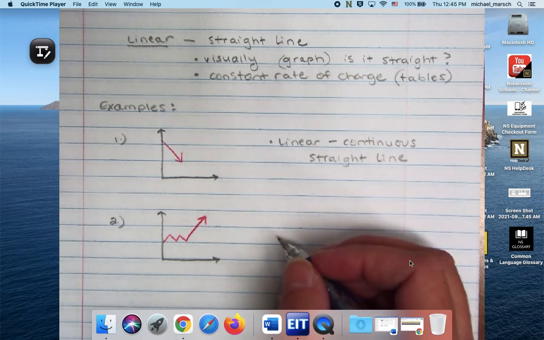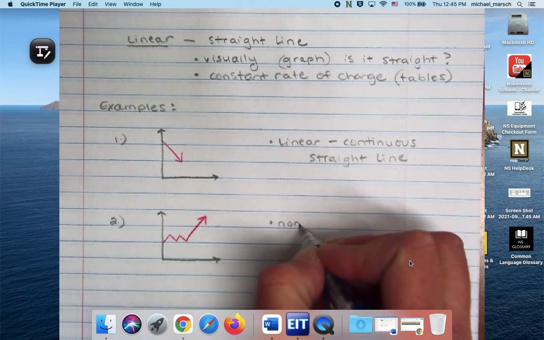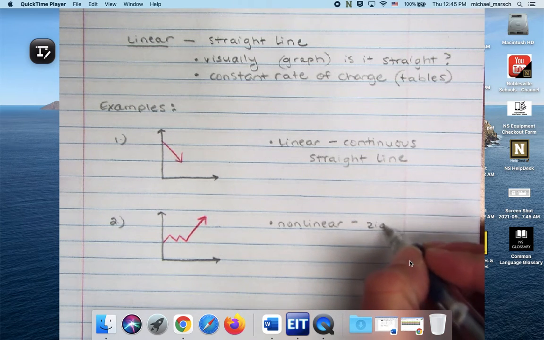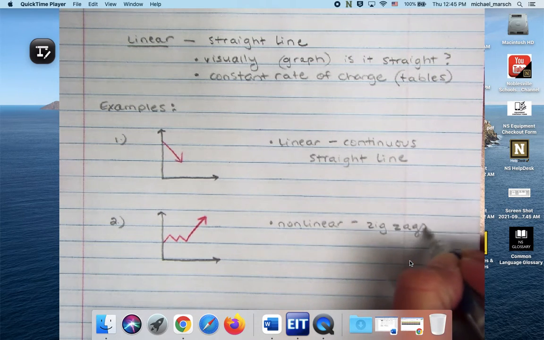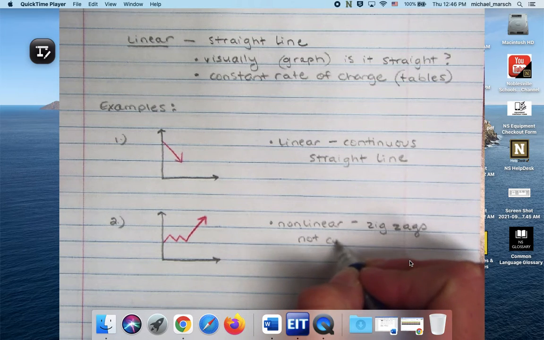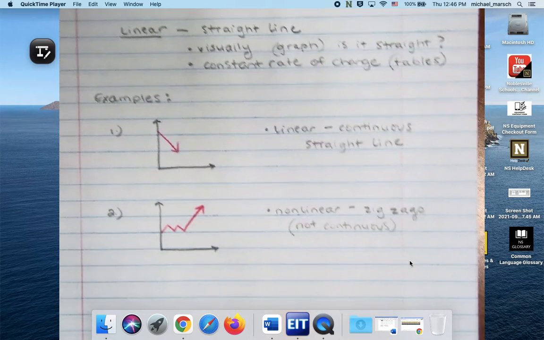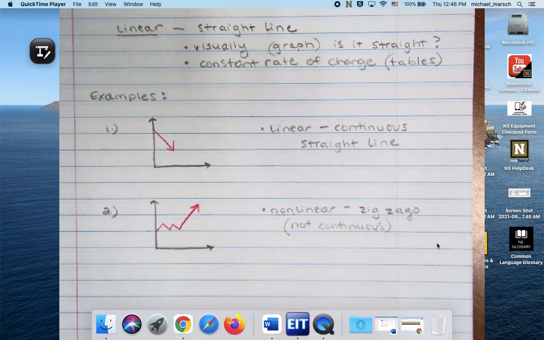This would be considered nonlinear because it zigzags, which means it's not continuous. Okay, so oftentimes students will say, but it's all these different straight lines. Correct, but it has to be a continuous straight line. Because it increases and decreases, makes those zigzags, it disqualifies it. So it's nonlinear.